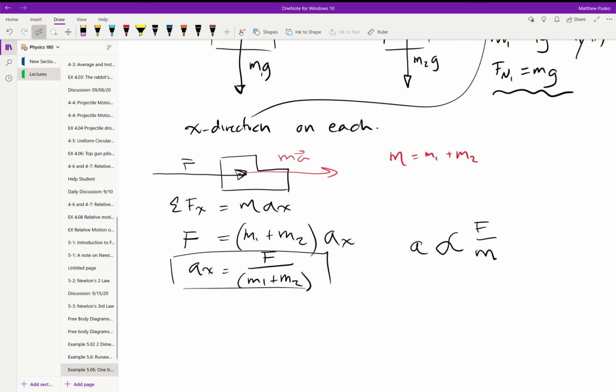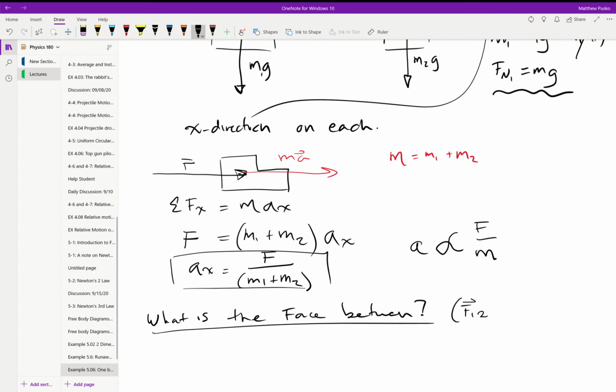So another interesting thing would be what is the force between them? What's the contact force? What's the magnitude? We could look for F1 onto 2, or we could look for F2 onto 1. And I'm going to do one of these. I recommend you try finding this. You should find out that they're the same thing.